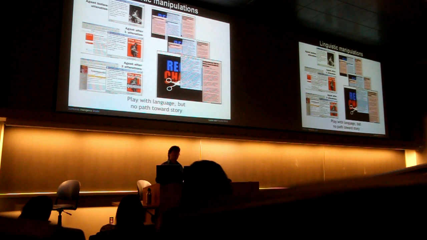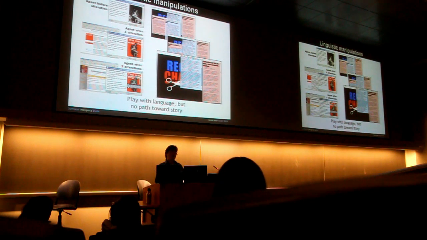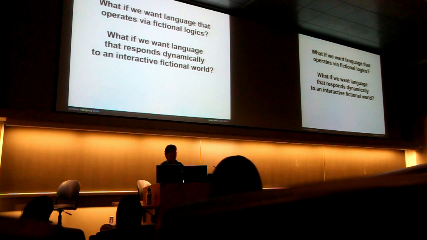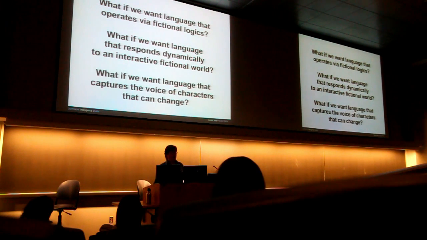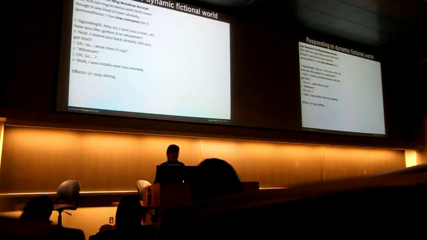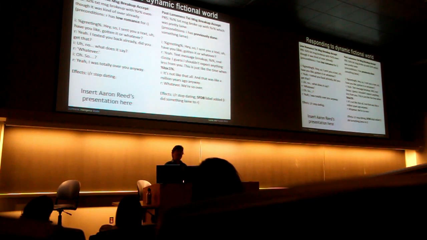I'd say, you know, there's no path towards story. At best, you're getting at it metaphorically, maybe even more metaphorically than you are with the graphical system. So, I guess my question is, you know, what if we want language that operates via fictional logics? What if we want language that responds dynamically to an interactive fictional world? What if we want language that captures the voice of characters, and characters that can change, right? Characters that aren't always the same. So another option is quantum authoring of dialogue templates. I don't know if any of you ever heard of this. But you can basically insert Aaron's talk here, right?